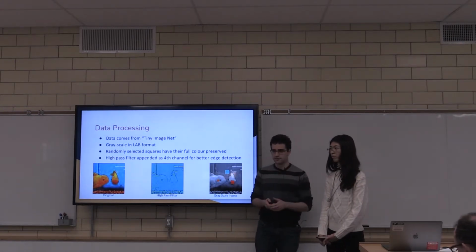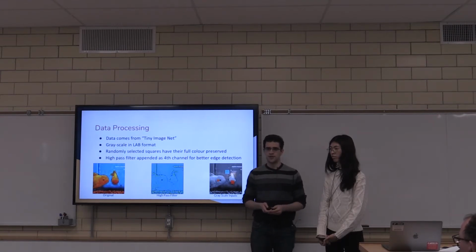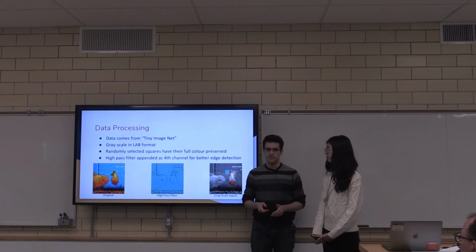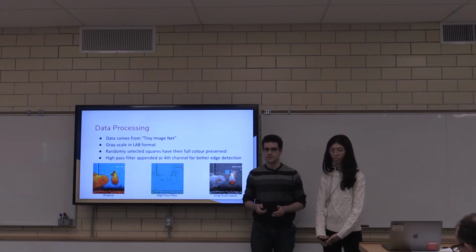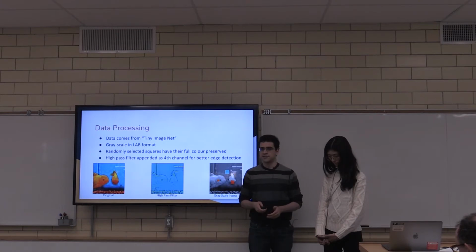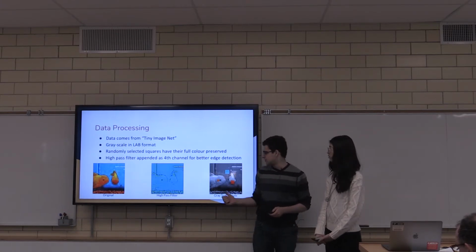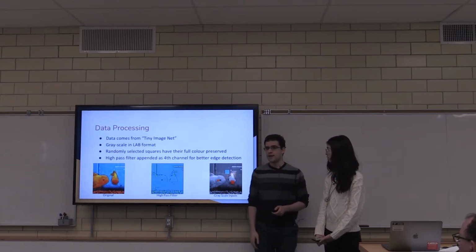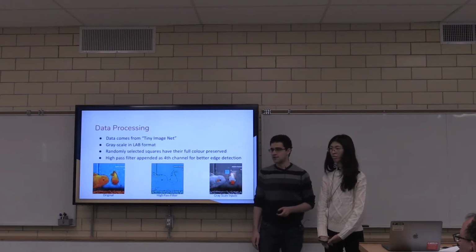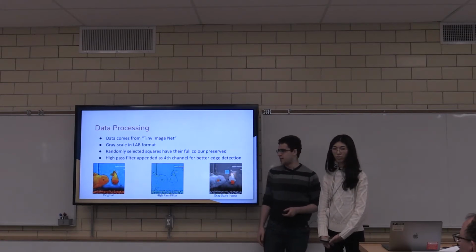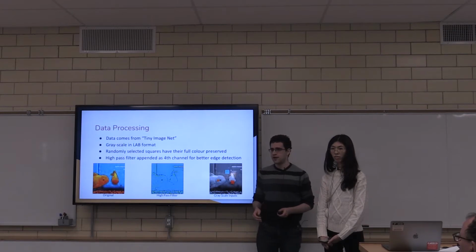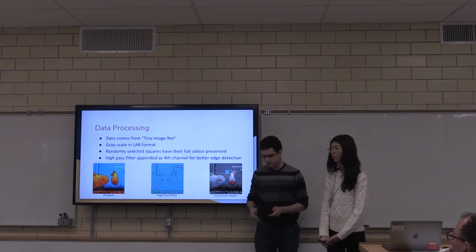In order to process the data, we did this all automatically. We converted it into grayscale by converting it into the LAB color space, and by zeroing the A and B layers, we get the grayscale representation of the photo. We randomly selected squares to have their full color preserved, as you can see here. And then we applied a high-pass filter on the grayscale version and appended that as a 4th color channel for better edge detection. You can see that here.